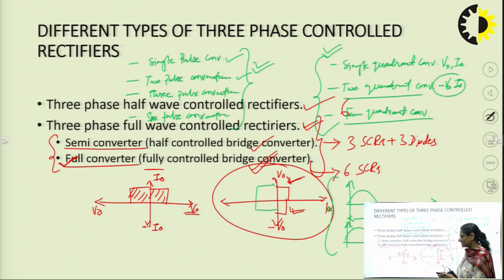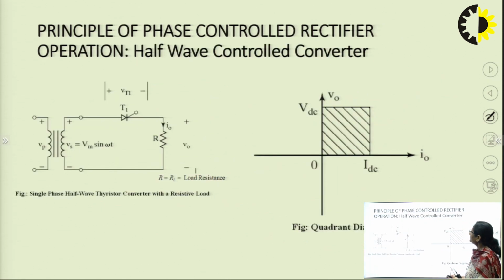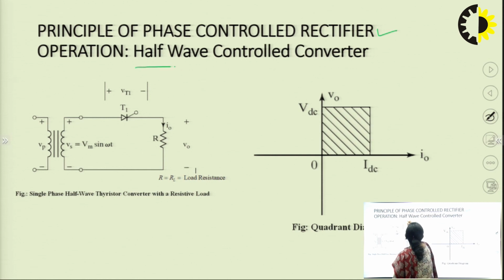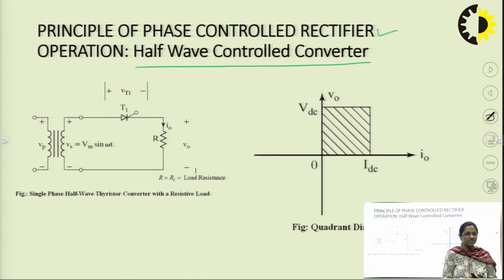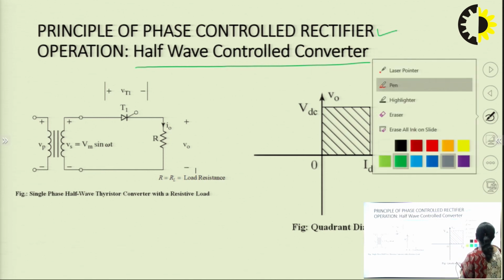So, now let us start with the principle of phase control rectifier with the help of a half wave controlled converter. This is the simplest circuit of a converter, and here, for further simplifying the operation, I am considering the presence of a purely resistive load at the output terminals of the converter. So, what do we have in this converter?